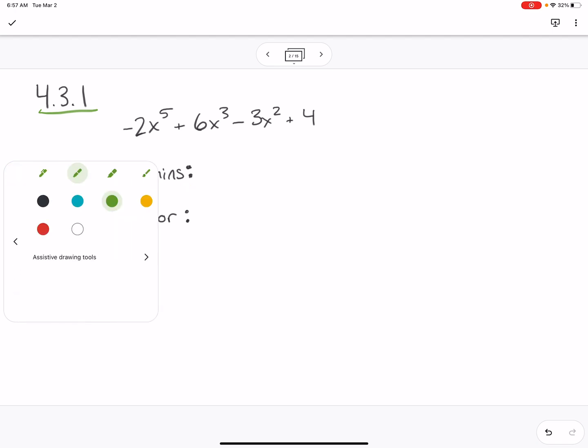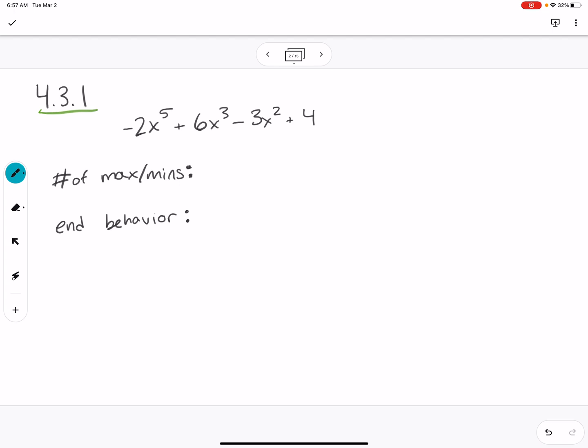To find your number of maximums and minimums, there's a simple rule. All we have to do is the degree minus 1. So if I look back at my polynomial, this is in standard form. Our degree is our highest exponent. So in this case, our highest exponent is 5. So for the number of maximums and minimums, it would literally be 5 minus 1, which is 4. That means that there are 4 possible times that we have a high point or a low point on our graph.